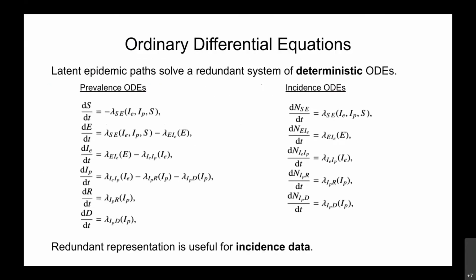Solving these ODEs gives us a really useful representation for incidence data, because we can solve only the incidence ODEs that we need to connect the data to the latent epidemic process, and then we can just difference those cumulative incidence paths. And then we have well-formed emission densities for the counts of interest.